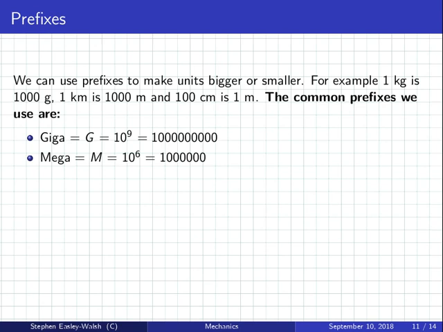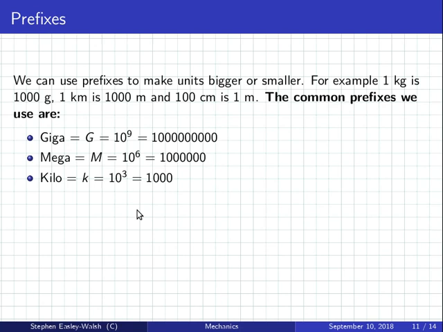Next. I think you know this one. No, you're going bigger. We need to go smaller. Tera is after giga. Kilo. And the letter? Obviously, it's a K. 10 to the 3, which is obviously 1,000. Small k.